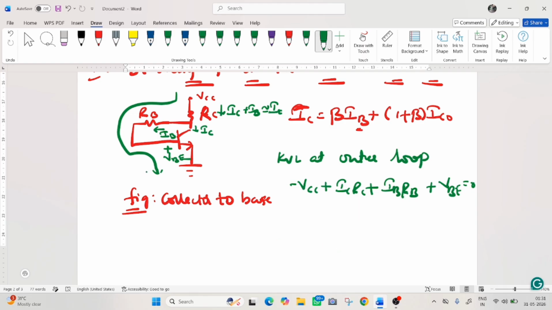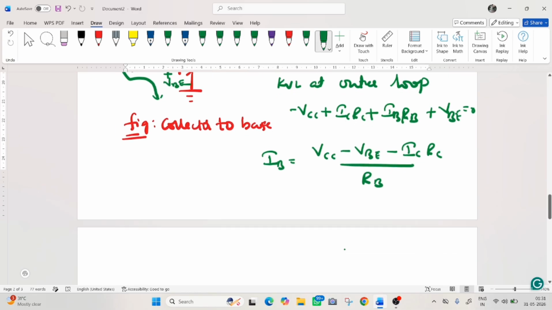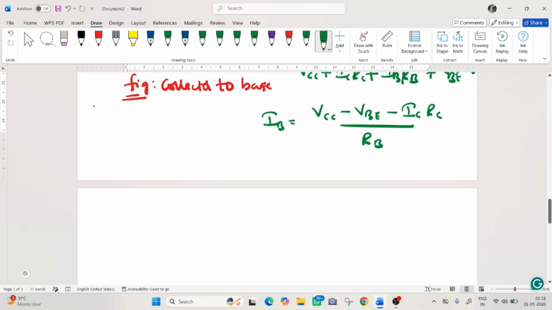Now, can I write it directly? The base current IB, let me write it directly. The base current IB is equal to (VCC minus VBE minus IC RC) by RB. This is the base current, right? Now, let me substitute this base current in the standard expression. What will I get?